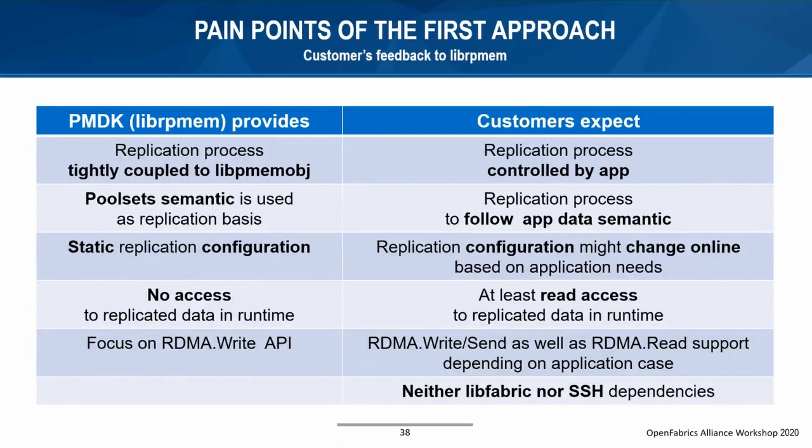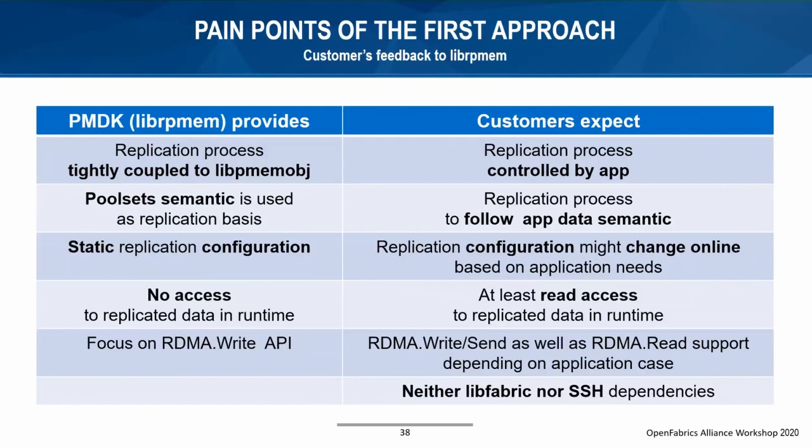So for some time we just started to figure out why this approach is not acceptable to our potential customers. So we just asked them and collected feedback from potential users of these RPMem solutions. And as you see, the API was very simple, but it was too simple. It doesn't give the application full control of the replication process. We would say it covers too much of the complexity.